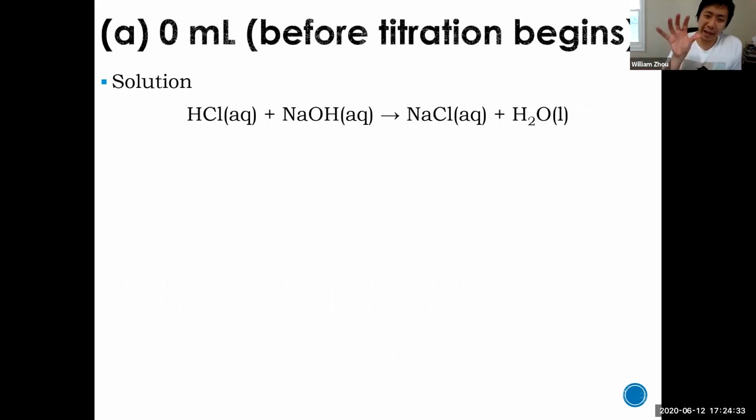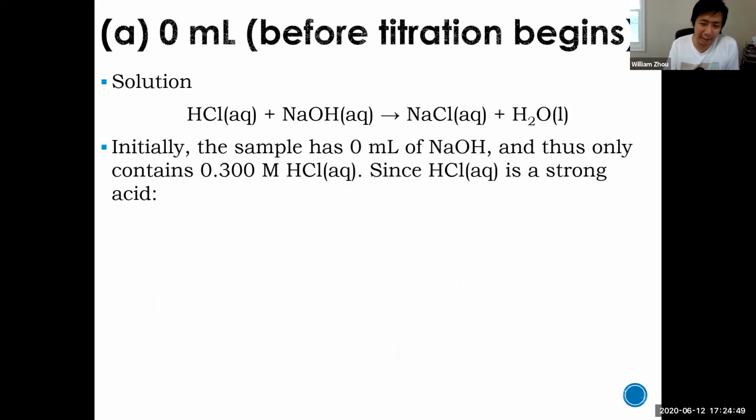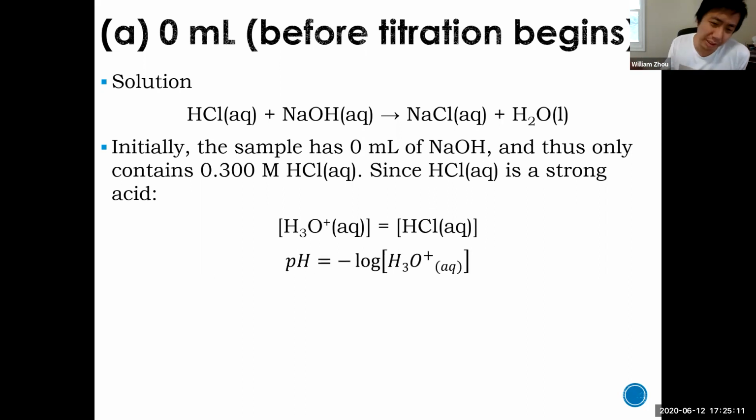So let's jump in. A, before you add anything, you add 0 milliliters of base. What is the pH? So in other words, what is the pH of the sample solution? Don't even think about the base because you're not adding any. So we have HCl, and HCl at 0.3 molar is a strong acid. A strong acid would have equal numbers of hydronium compared to acid particles because it's 100% ionized, 100% reaction. So it should be the same number.